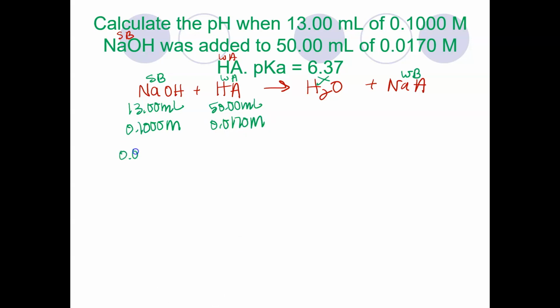So this is 0.001300 moles. This one is 0.000850 moles. This is neutral, so I'm ignoring it. This was 0, so it's 0 moles.